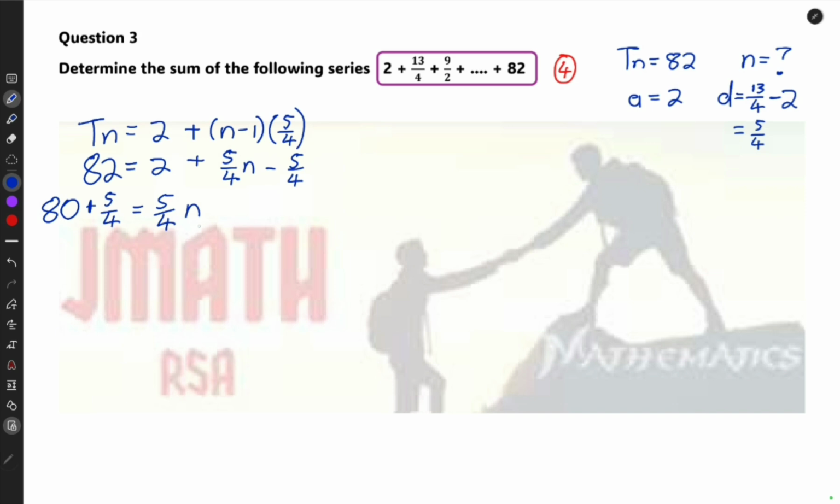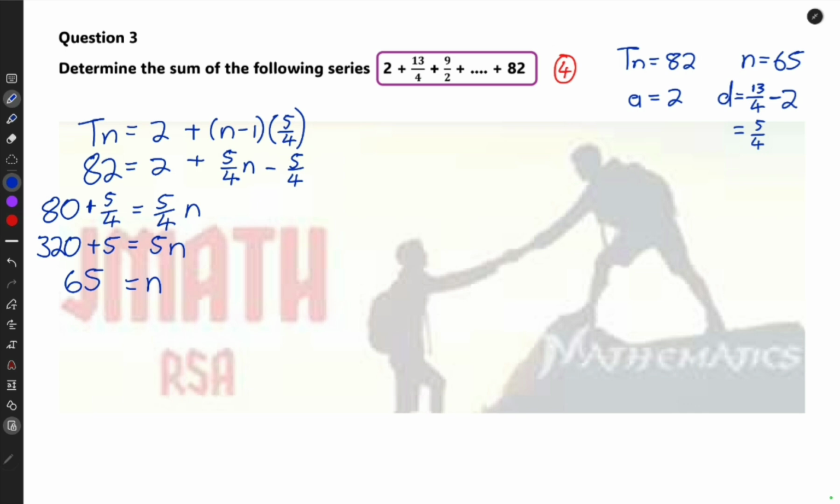I can now go and multiply everything by 4 to just get rid of the fractions. But I can also immediately type it into the calculator. Just to be 100% and show you all the steps, I'm going to multiply by 4 first. So I know 80 times 4 is 320, plus 5 is equal to 5n, and then 325 divided by 5 would give me 65. So in this pattern, there's actually 65 terms that I'm going to have to work out with the Sn formula.